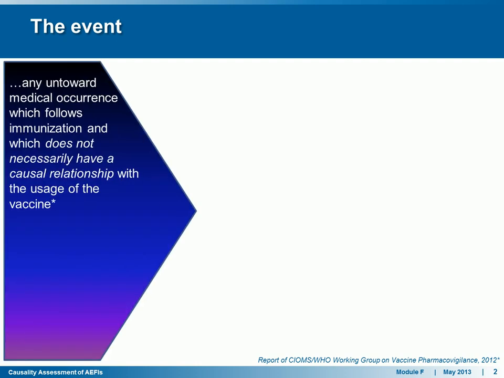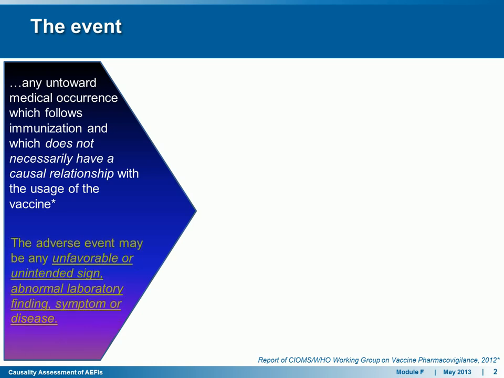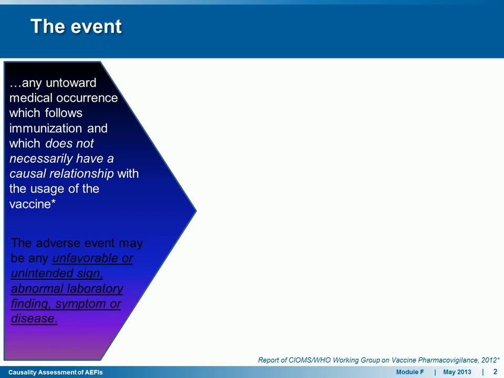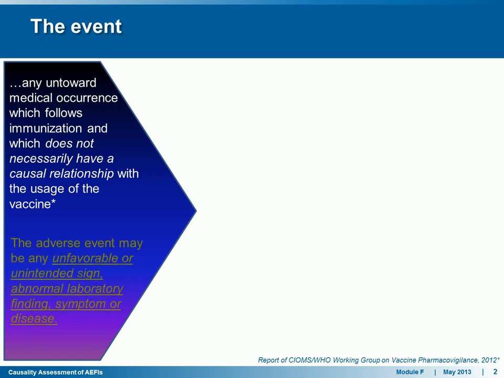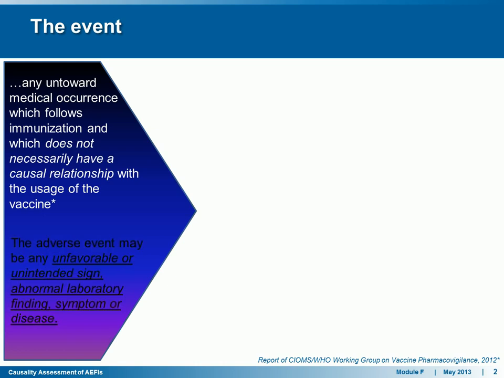In 2009, the WHO and CIOMS defined an adverse event after immunization as any untoward medical occurrence which follows immunization and which does not necessarily have a causal relationship with the usage of the vaccine. One of the important parts of the definition is what follows. The adverse event might be any unfavorable or unintended sign, abnormal laboratory finding, symptom, or disease.